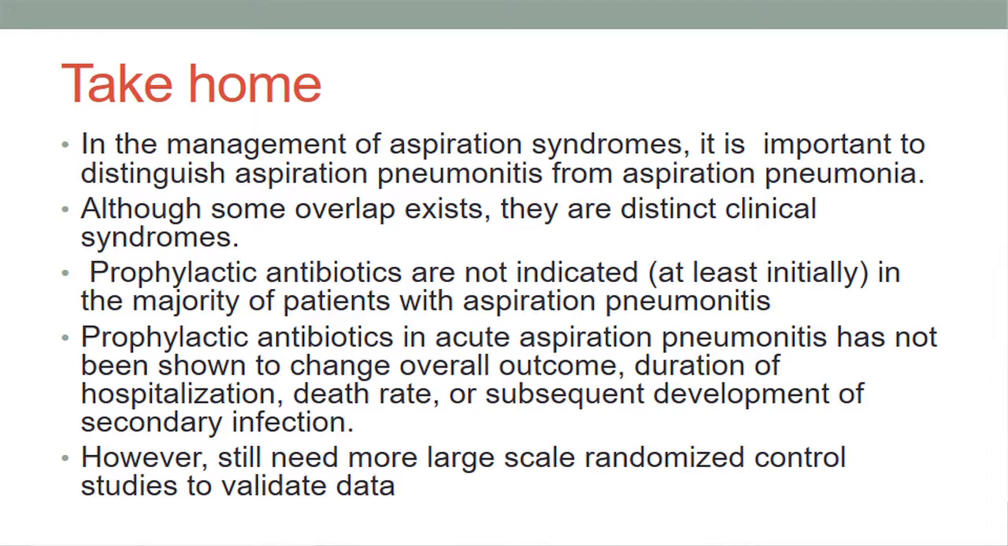But you do have to keep in mind those who are at higher risk, who have small bowel obstruction or are on acid suppressants, et cetera. And then just based on the current studies that have been done, prophylactic antibiotics in acute aspiration pneumonitis has not been shown to change the overall outcome, duration of hospitalization, death rate, or the subsequent development of a secondary infection. But obviously we still need much more large-scale randomized control studies to validate any of this data.